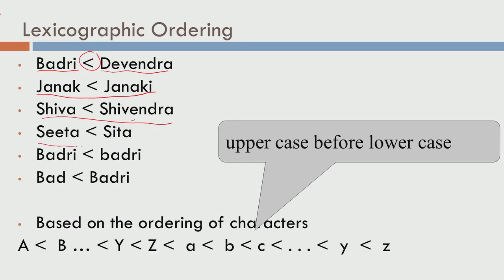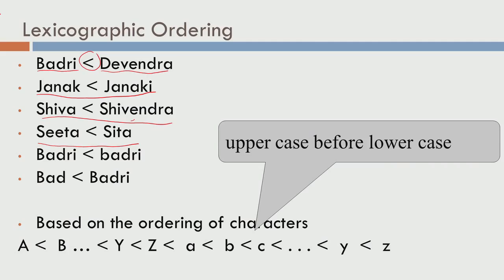Then SEETA is less than SITA. So, we are not looking at the size of the string alone, we are also looking at dictionary ordering, right. Clearly SEETA will come in the dictionary before SITA. Even though the length of SITA is only 4 and SEETA is of length 5, in an English dictionary you would see SEETA before SITA.